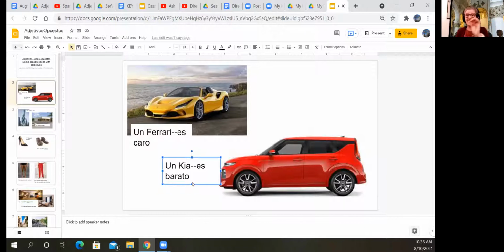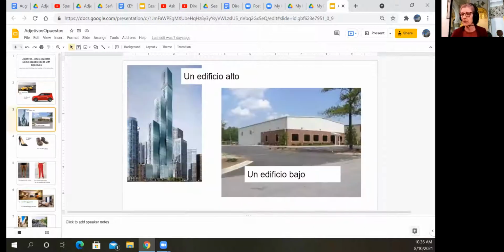Un Ferrari es caro, un Kia es barato. Kia is cheap, but not necessarily cheap in quality. This word barato doesn't mean cheap in quality, like will fall apart. It means doesn't cost a lot. Barato. Es caro, es barato. Those are two opposites. Here are some other opposites you may hear people use when you talk about height.